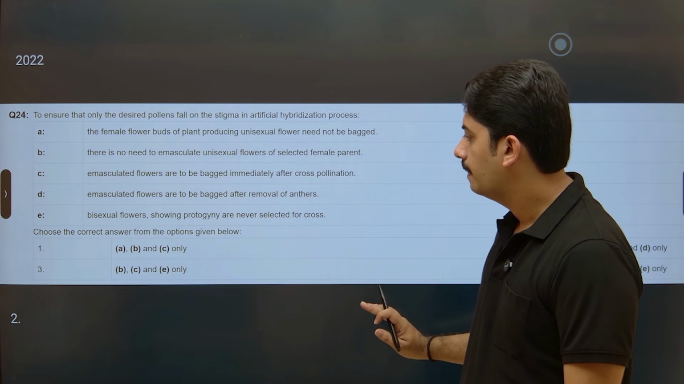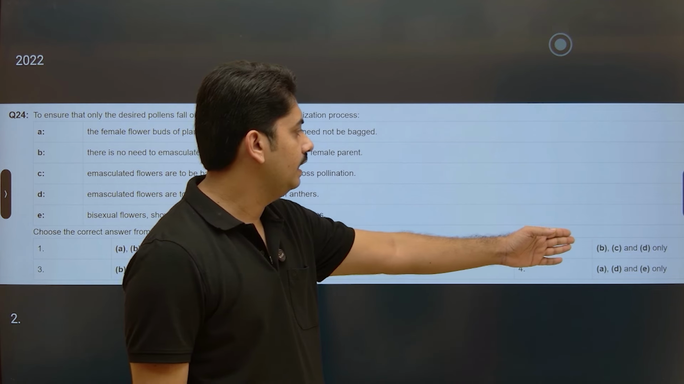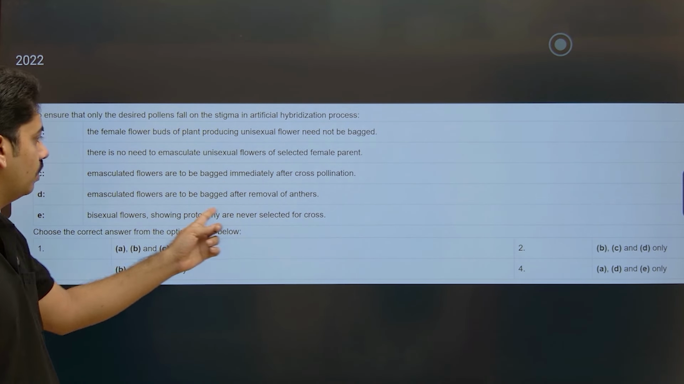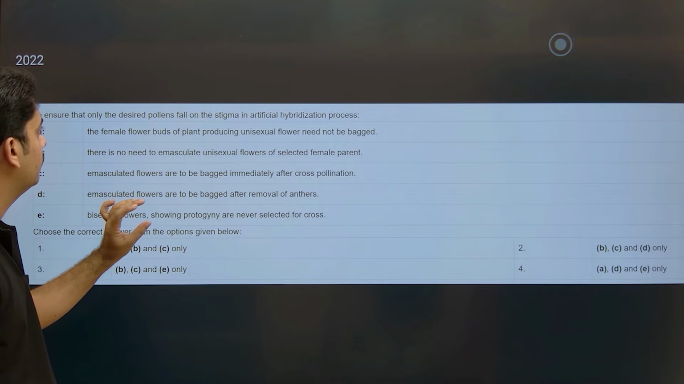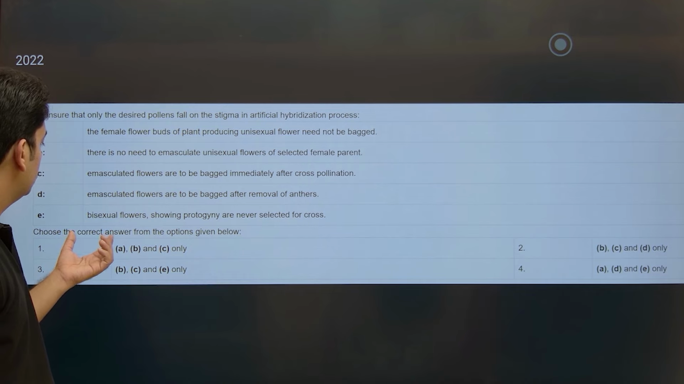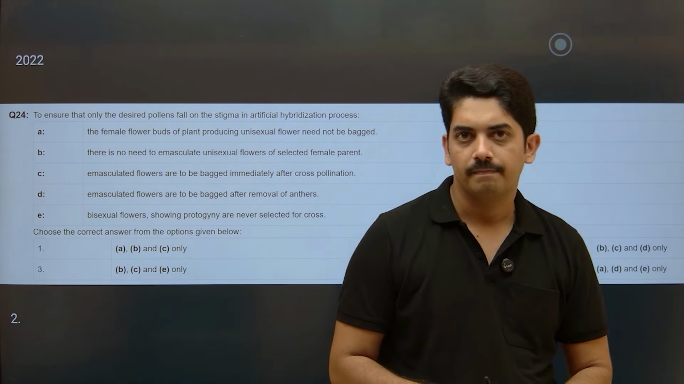Let us see. So the answer shows B, C and D are correct. E is also a wrong statement. First one and second, last one are the incorrect statements. Remaining are correct statements. Okay.